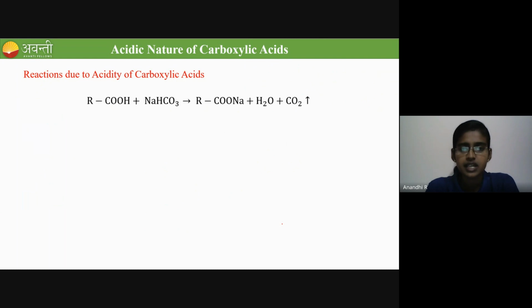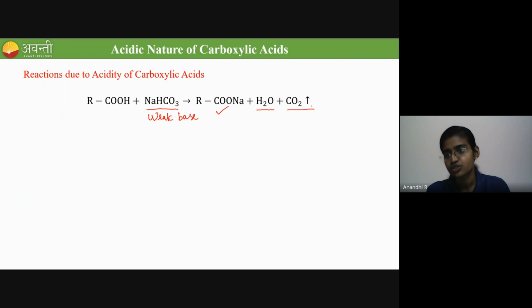Okay, the next reaction is the reaction of RCOOH with NaHCO3. So what is this? Sodium bicarbonate. Sodium bicarbonate is also a base, but it is a weak base. So the reaction of carboxylic acid with a weak base forms sodium salt of carboxylic acid as the main product with the release of carbon dioxide gas and H2O.